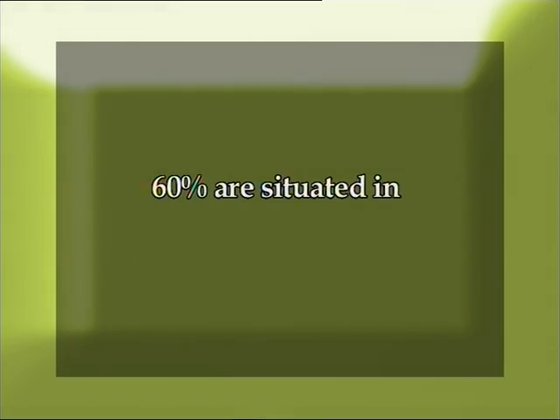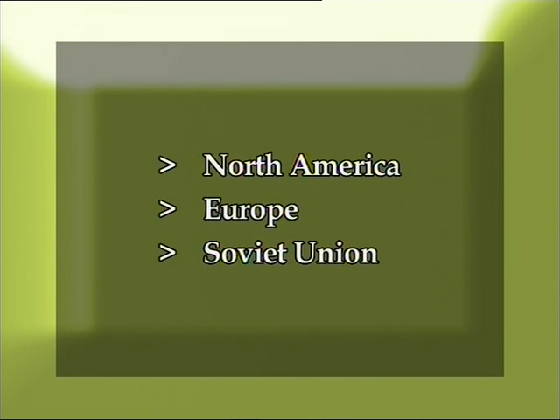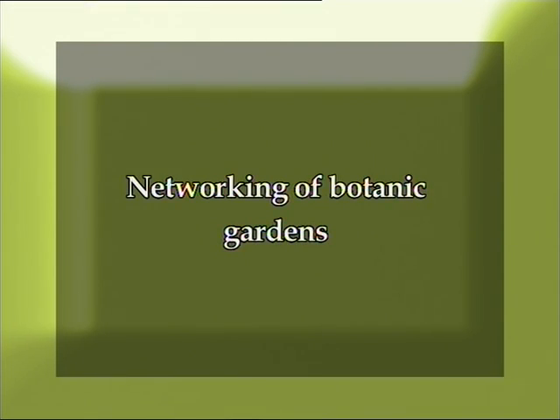Among the world's botanic gardens, approximately 60% are situated in temperate regions in North America, Europe, and the countries of the former Soviet Union. Now, we will discuss networking of botanic gardens. With worldwide increase in the botanic gardens, it was felt that instead of existing in isolation, they need to form an alliance and be part of other such institutions.